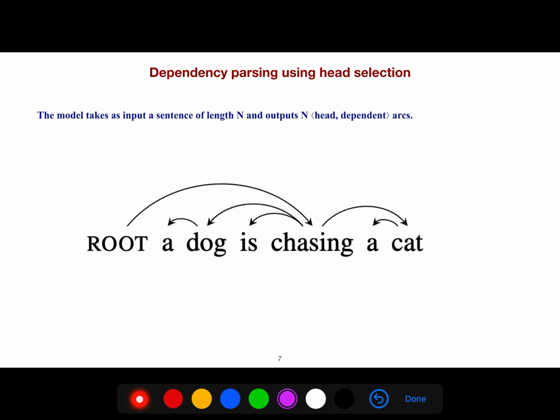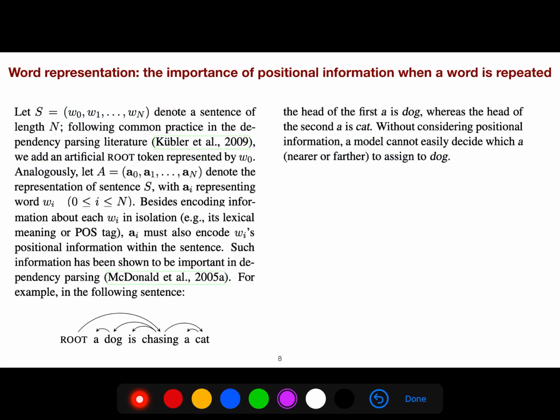So dependency parsing can be thought of as head selection. The model takes as input a sentence of length n, for example, positions 0, 1, 2, 3, 4, 5, 6, and then it outputs n head and dependent pairs. Why? Because for each word we only have one parent, but each parent can have many children. So that is the idea.